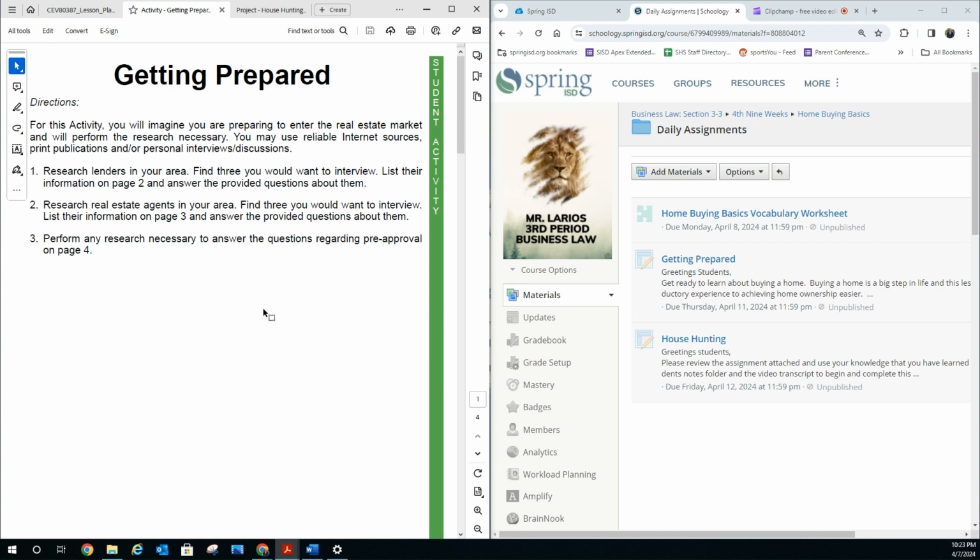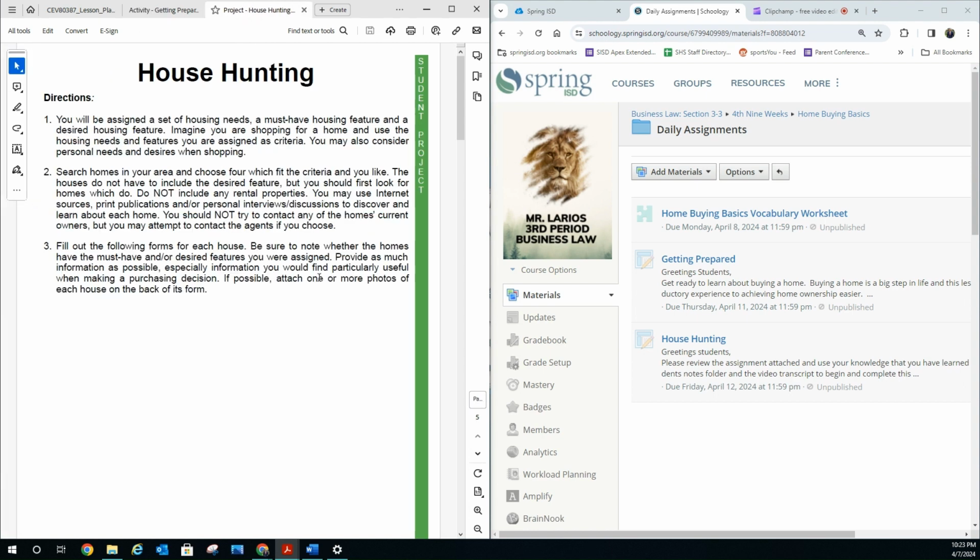All right, and then your third assignment for this week is going to be the house hunting assignment, where you will be assigned a set of housing needs. Okay, this is where I'm at. So you will be given a price for your home, square footage, number of bedrooms, bathrooms, and any specific features for it. Okay, so it'll be very random. And I think that we will go ahead and get this project started on Wednesday, and I'll try to prepare for this one on Wednesday for you guys, okay?